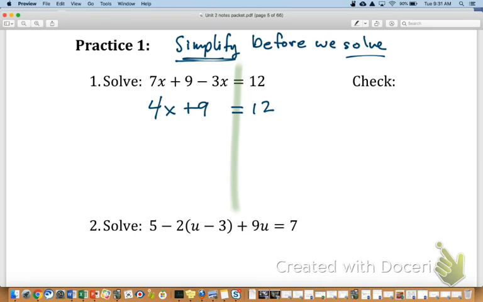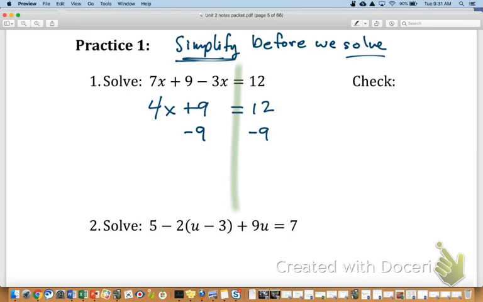Based on what we did last week, or maybe some of your experience in the past, what would you guys suggest would be a good first move to start getting the x by itself? Subtract 9. Subtract 9 from both sides, yes. So I'm going to subtract the 9 from the left side of the fence and subtract the 9 from the right side of the fence. Of course, she's using the additive inverse property, right? The subtraction undoes addition.